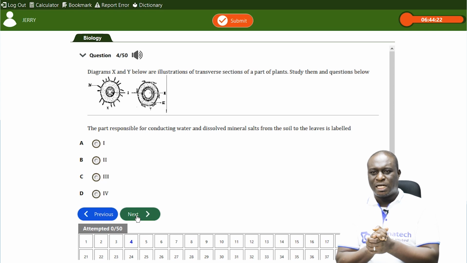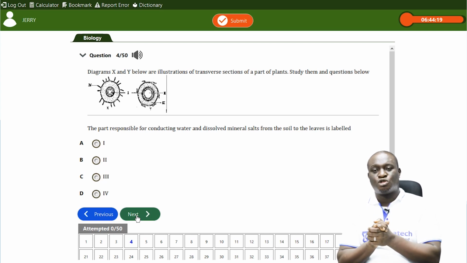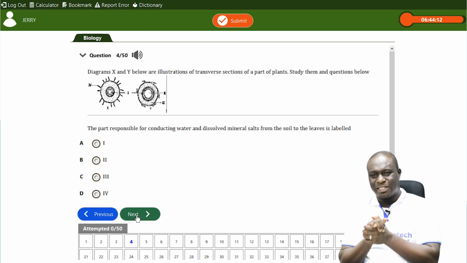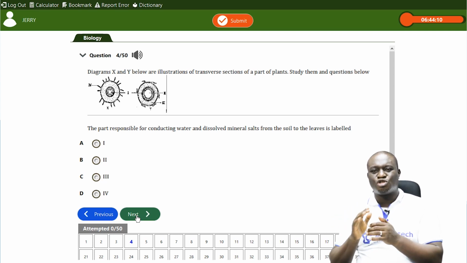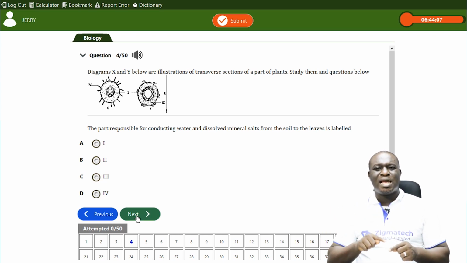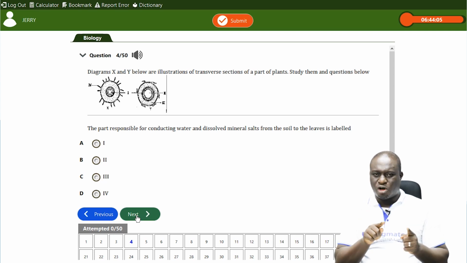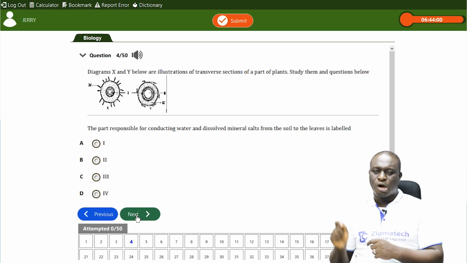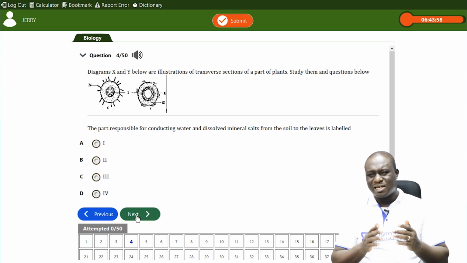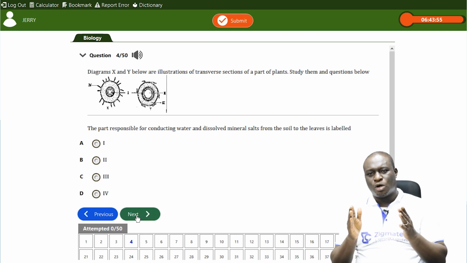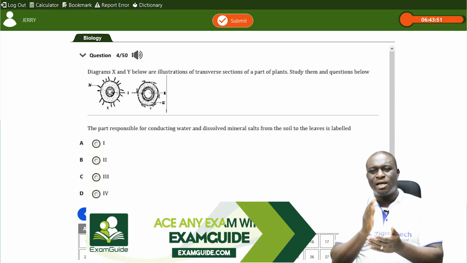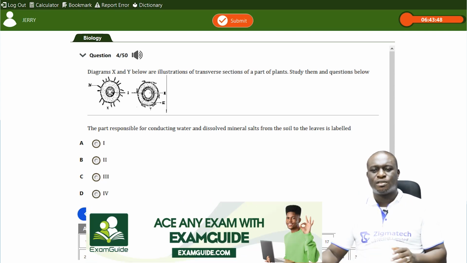Now, if I'm saying this very clearly, Roman figure 2 can be referred to as the pith, P-I-T-H. And Roman figure 3 should be called the cortex. Now, mostly the pith is usually not found in the dicotyledonous roots of a plant, but it can be found in the monocotyledonous roots of a plant. Please take note. Roman figure 4 is known as the root hairs.